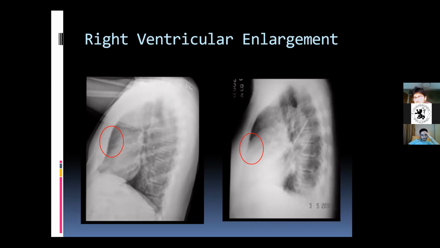Unlikely to be PE. You can't really detect it in PE. You can't really see a PE on X-ray. Is that what you mean? No, I meant PE can also lead to right ventricular enlargement.